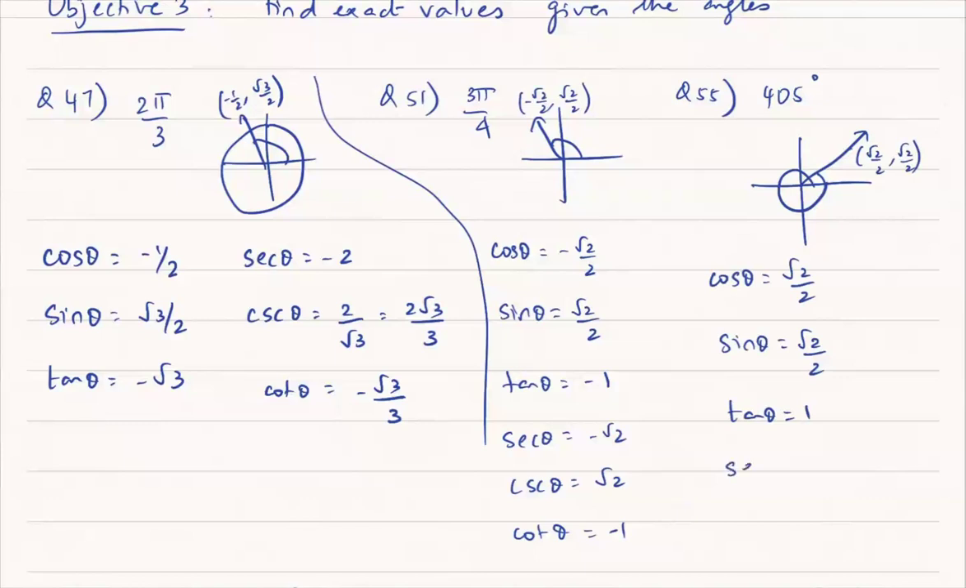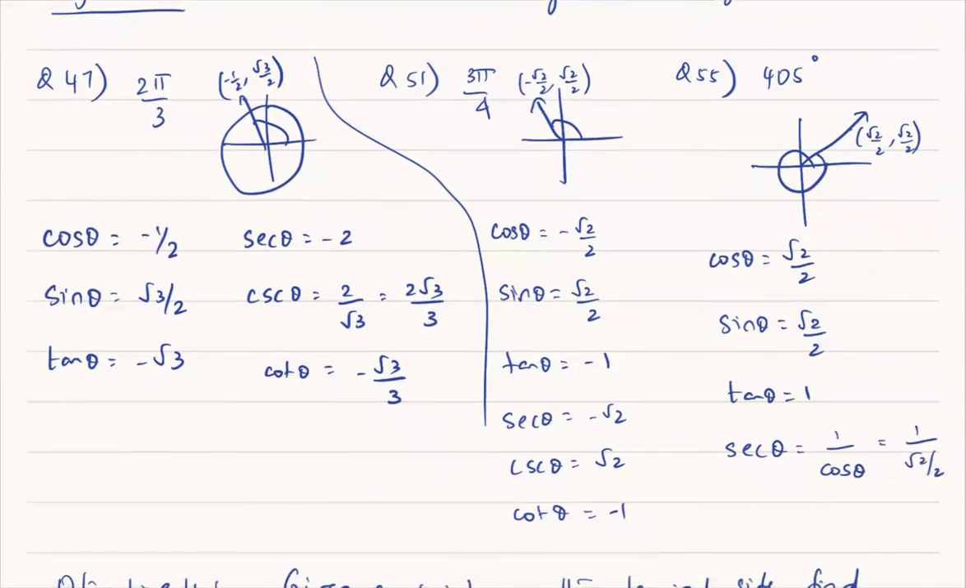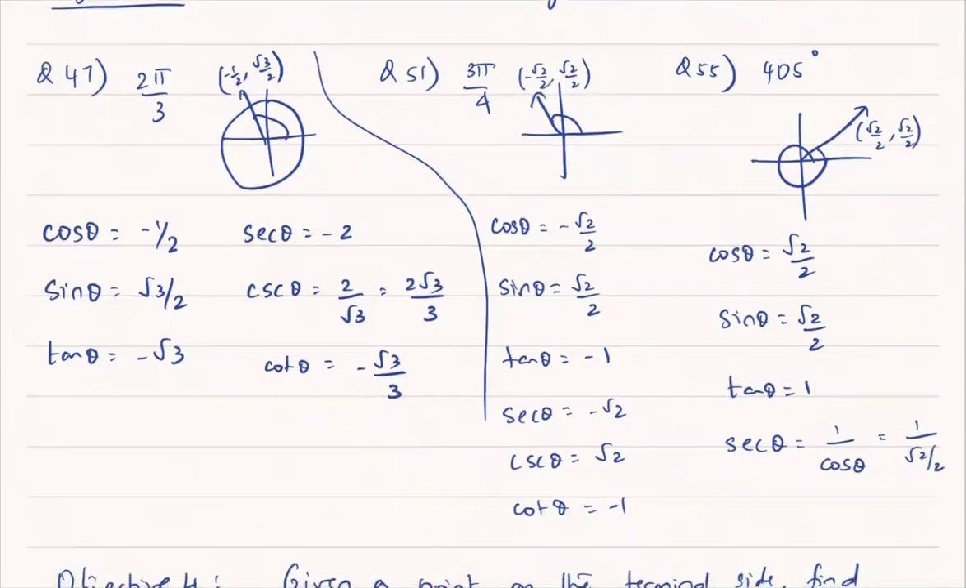Then secant theta is 1 over cosine. I'm showing this again for you. So 1 over root 2 over 2. What is 1 over root 2 over 2? It is nothing but root 2. Okay. So then cosecant theta is also root 2 and cotangent theta is 1.